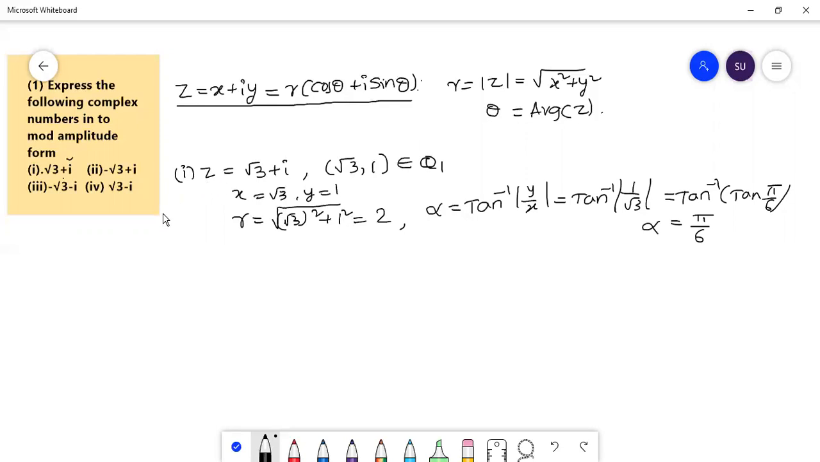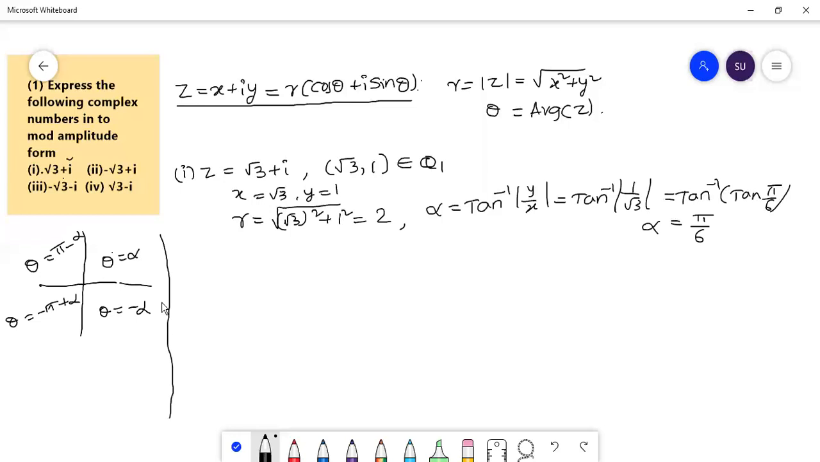Now, in the last video we discussed that if the point is in the first quadrant, argument theta is equal to alpha. If it is in the second quadrant, theta is equal to pi minus alpha. Third quadrant, minus pi plus alpha. Fourth quadrant, theta is equal to minus alpha. Now clearly this belongs to Q1, so alpha is equal to pi by 6, therefore theta is equal to pi by 6.